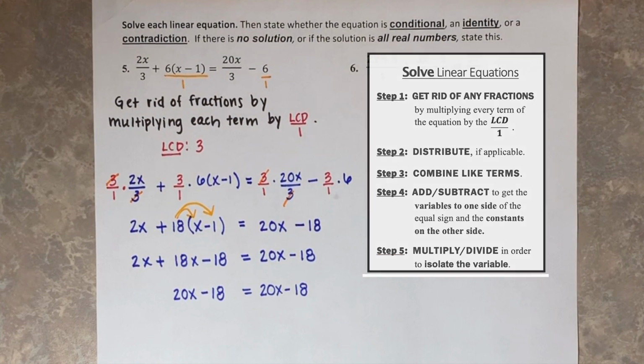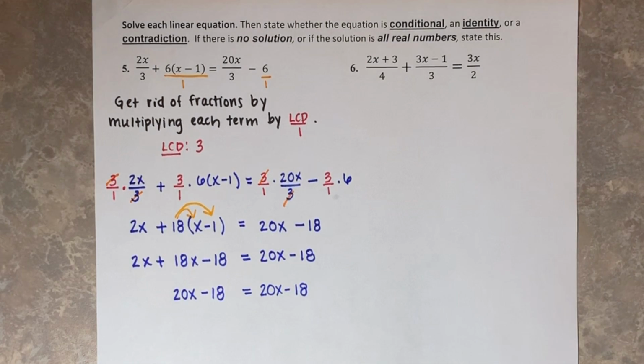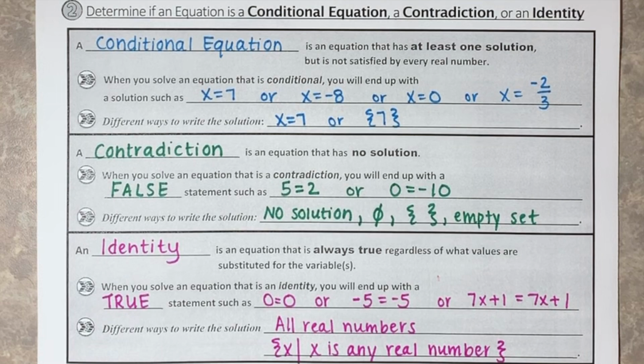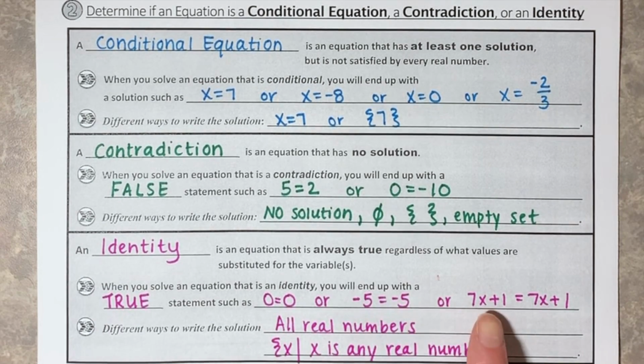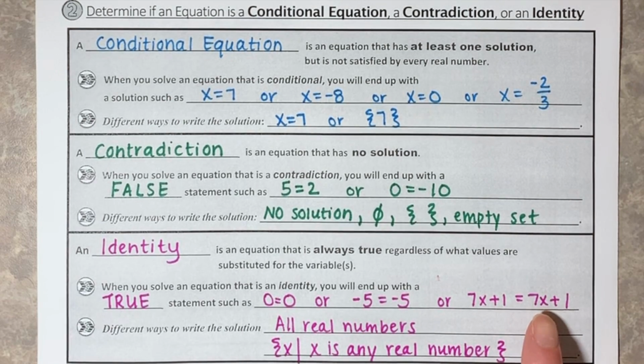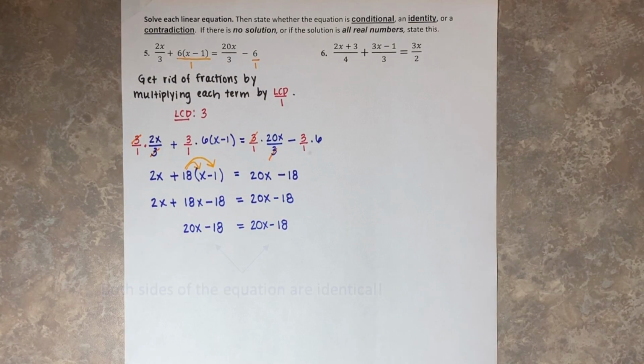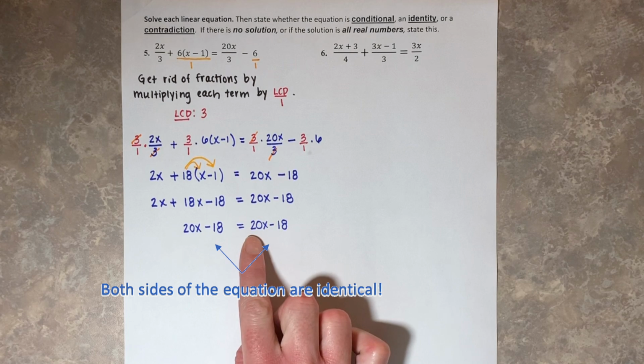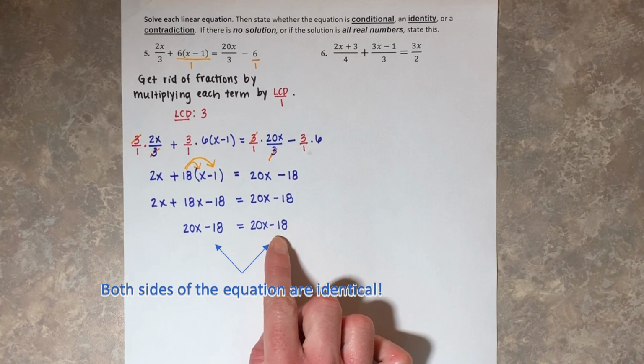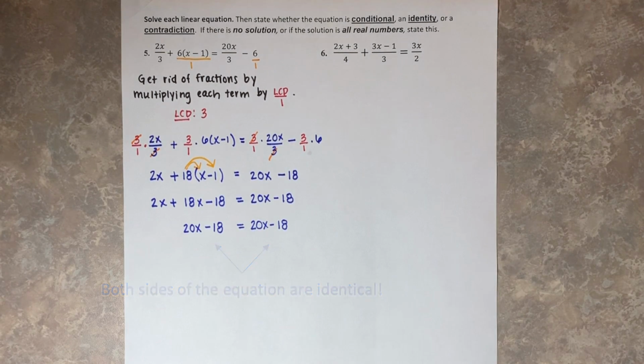Now we can actually stop here. And let's look back at our notes from the first page for a minute. When you're solving an equation, if you end up with both sides of the equation being identical, we call that an identity, and that means the solution is all real numbers. So as soon as you notice that both sides of your equation are identical, you can stop. So you can stop here. But out of curiosity, let's see what would happen if we tried to continue solving this.